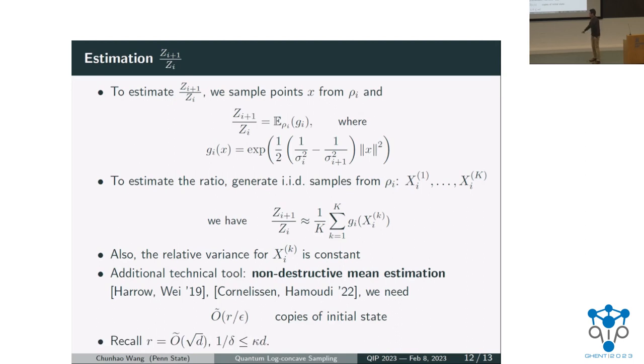Okay, so we just put everything together. The length of the cooling schedule is square root d, and this 1 over delta is upper bounded by kappa d, and the total cost is this. So we have a speed up for all parameters.